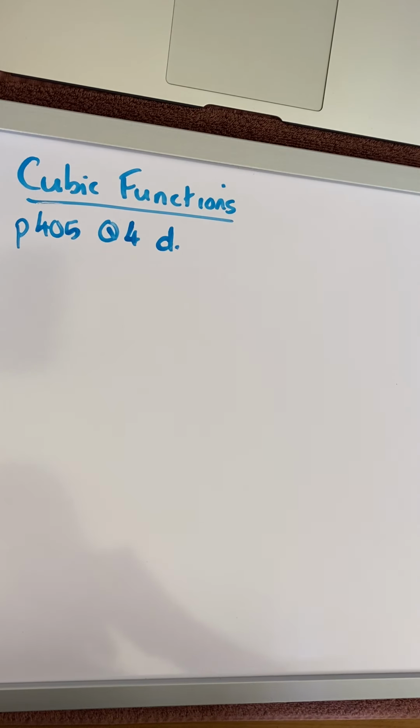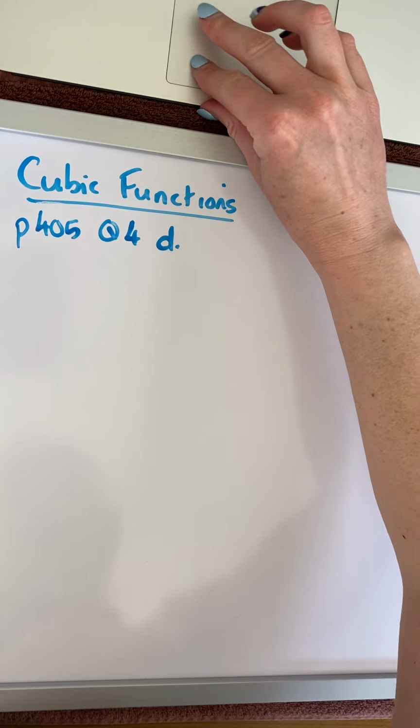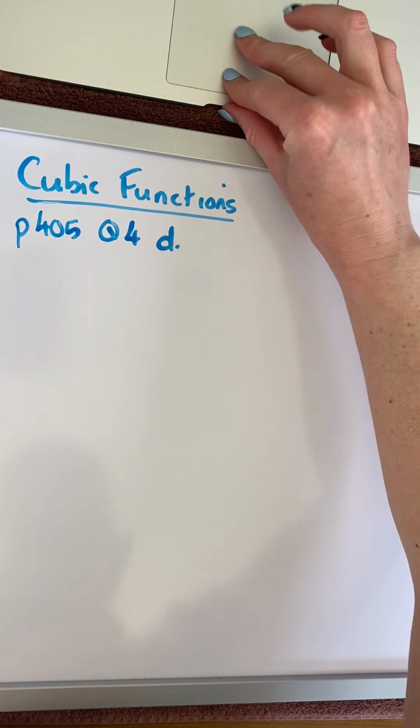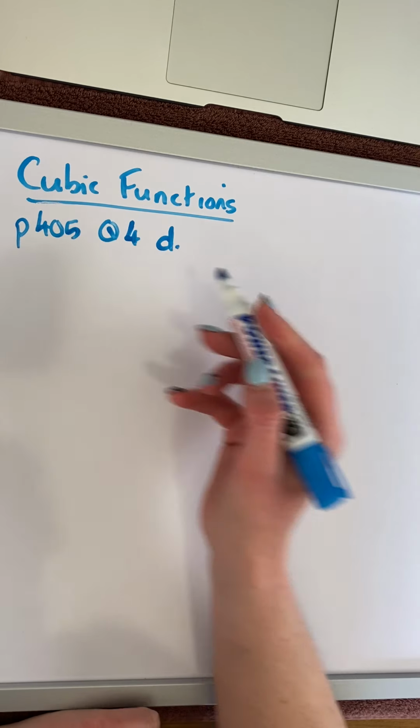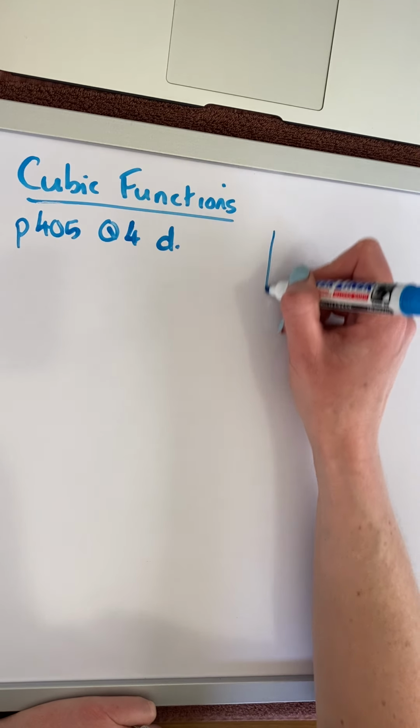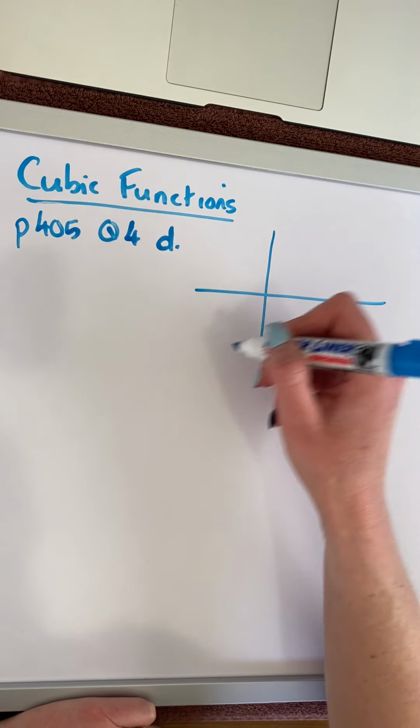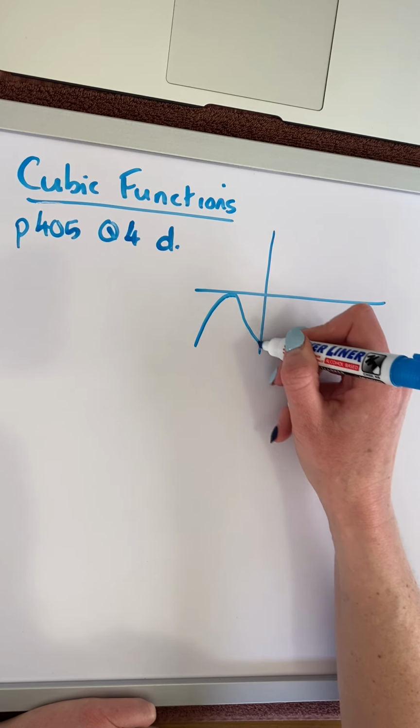Okay, in this second video, we're going to look at finding the equation of a cubic function when we are given the graph. So I'm going to look at two different questions here. The first question I'm going to look at is page 405, question 4, part D. So in question 4, part D, we are given the graph that looks something like this.